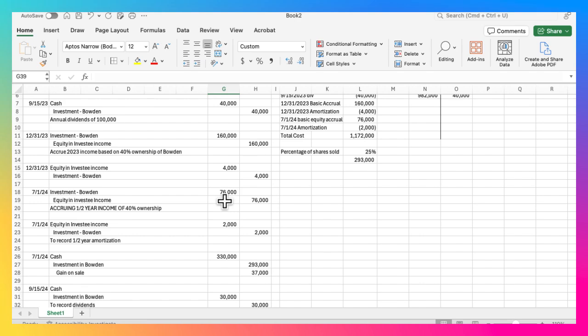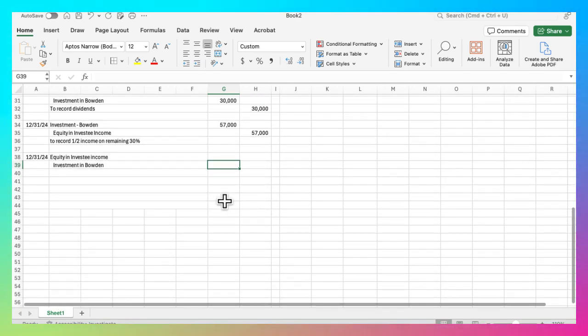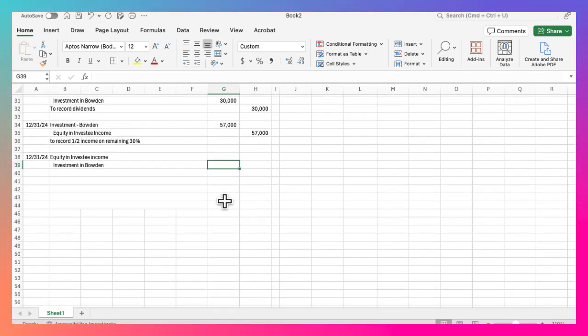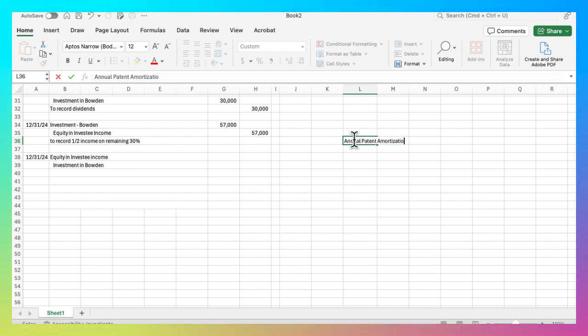So bear with me here. Yeah, we're only entitled to half of it, right? But how do we calculate that, right? We need to think about that because we have a change in our amortization, okay? So what we're going to do is we're going to say the annual patent amortization is $4,000. We're also going to say what is the percent of shares retained.